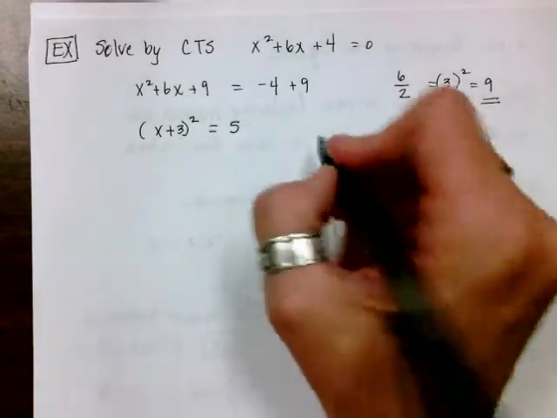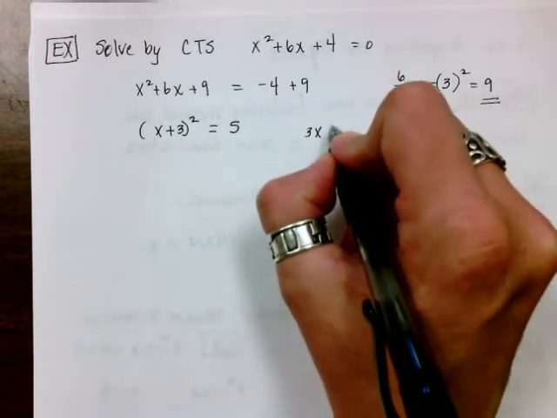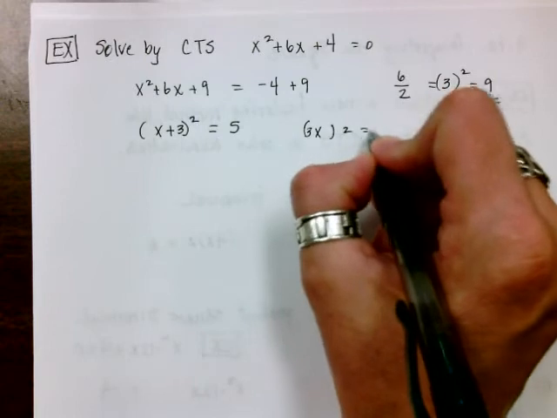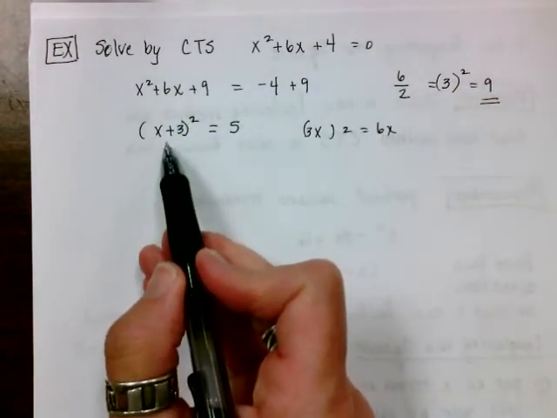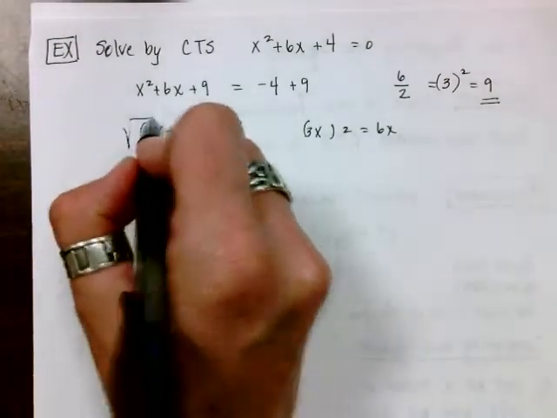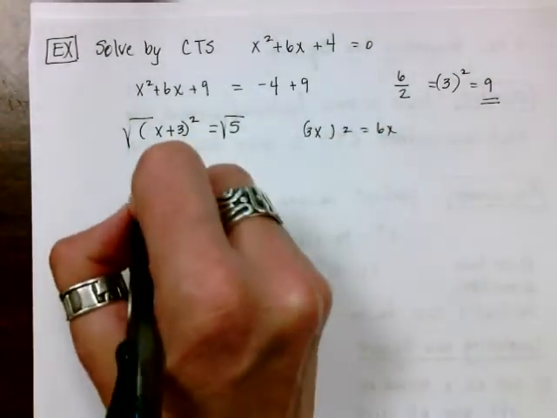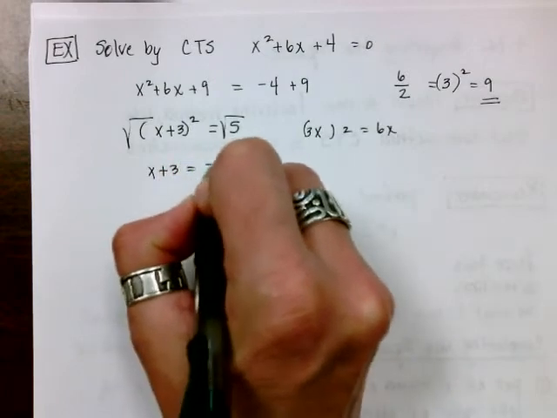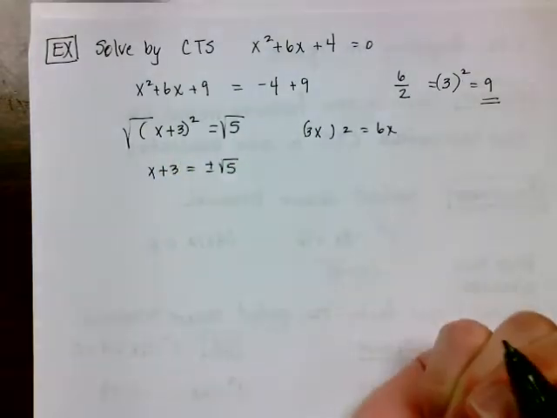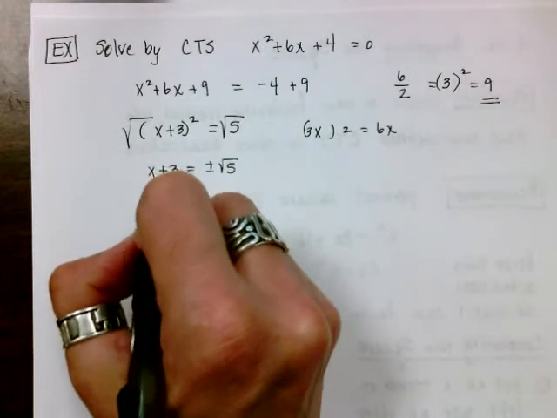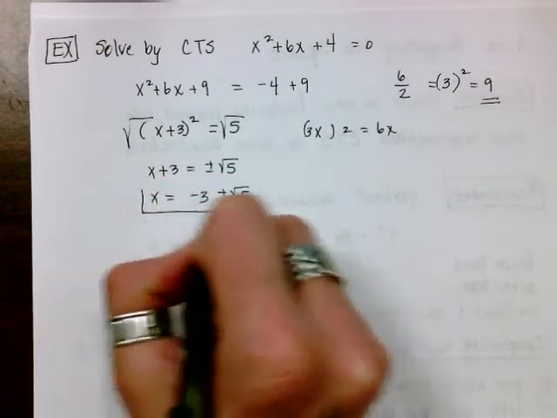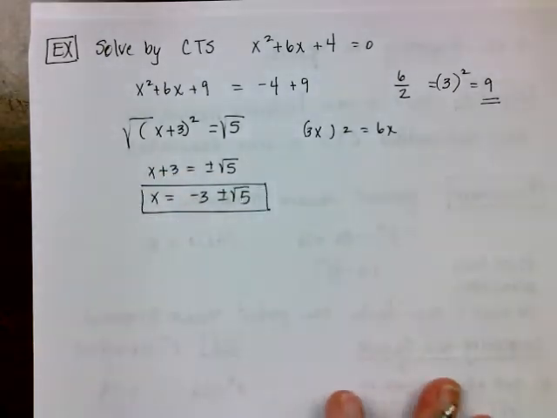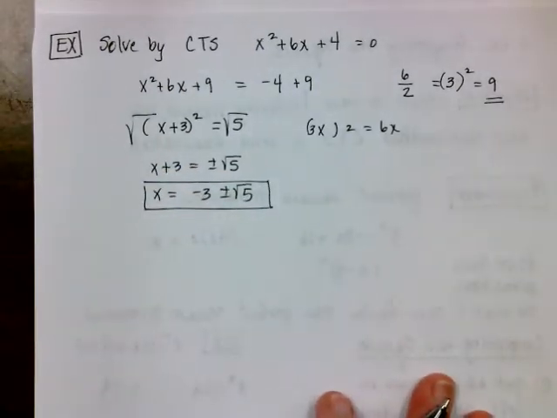And let's just check. If I do 3 times x, and then I double that, I get 6x, which is the middle term, so I know that I factored correctly. Now I'm going to solve by taking the square root of both sides, and I get x plus 3 is equal to plus or minus the square root of 5. Subtract 3 from both sides, and I get negative 3 plus or minus radical 5, and this one is done. Okay, and I'm not going to number the steps, but I will talk you through them.